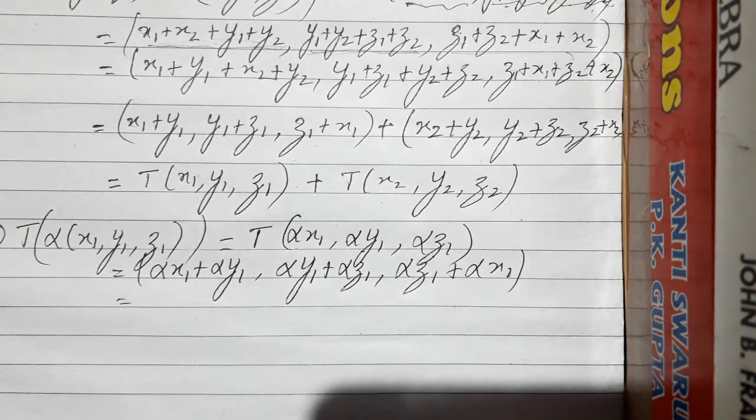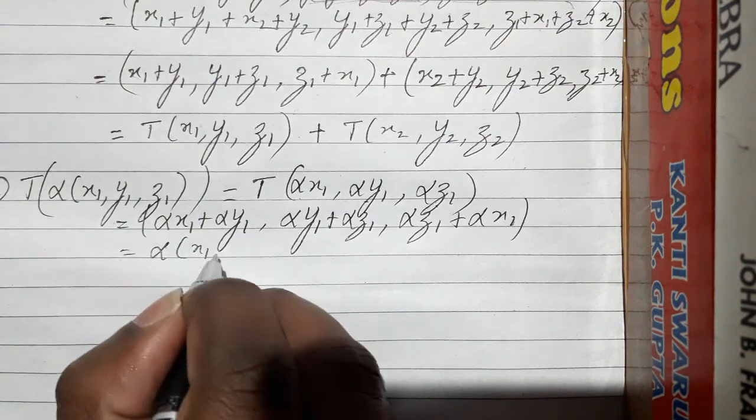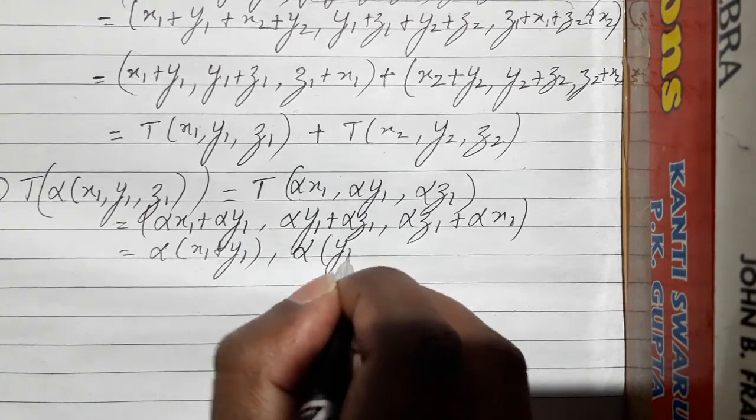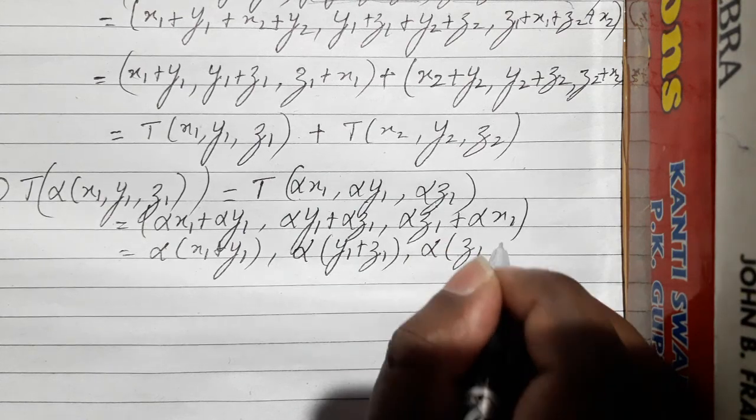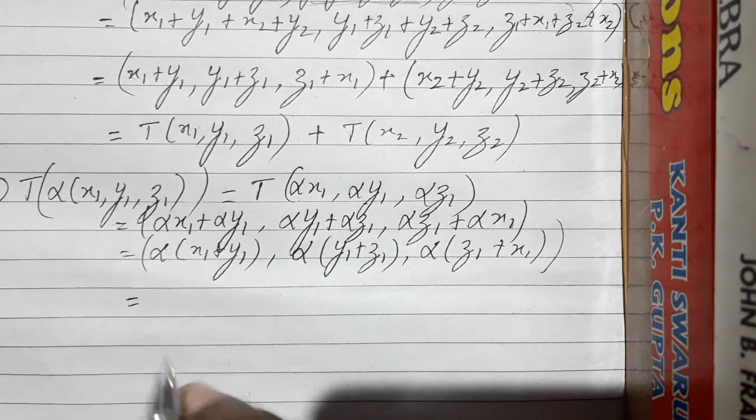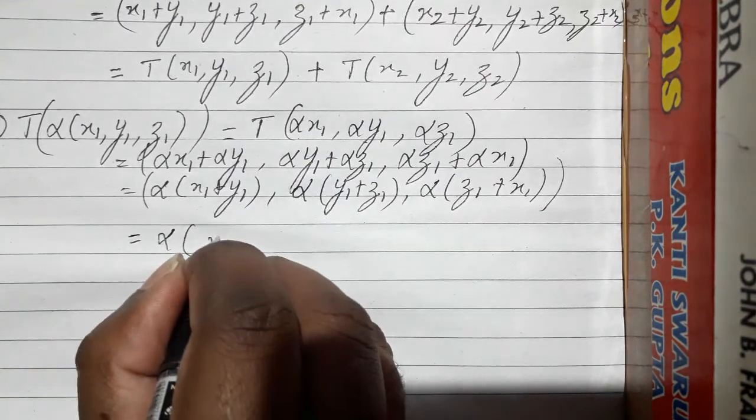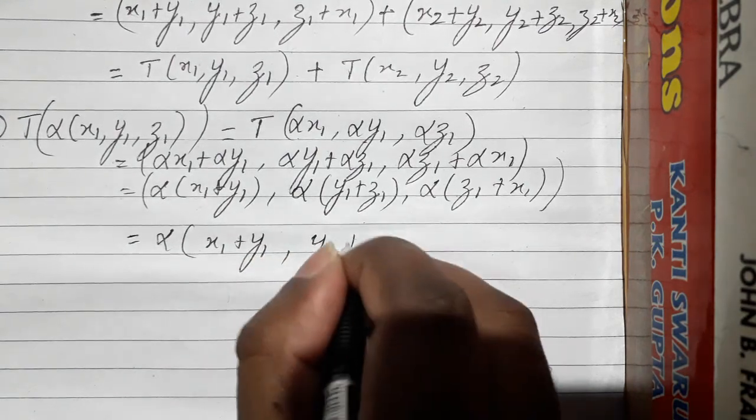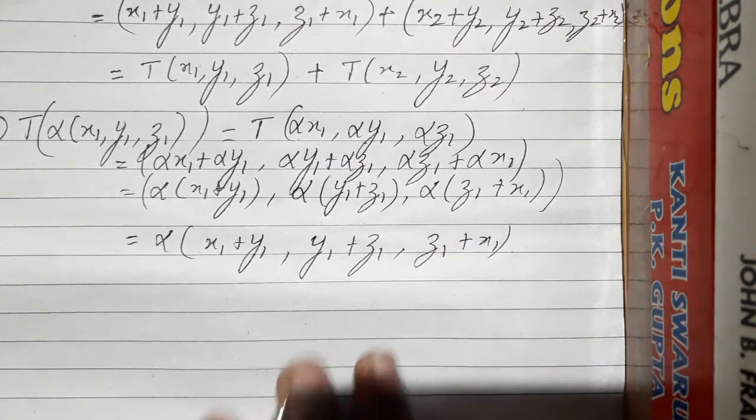So you can take alpha common. If I take alpha common here, I get alpha (X1 plus Y1), alpha (Y1 plus Z1), and alpha (Z1 plus X1). So alpha is a constant, it will come out. So we get alpha times (X1 plus Y1, Y1 plus Z1, comma, Z1 plus X1).